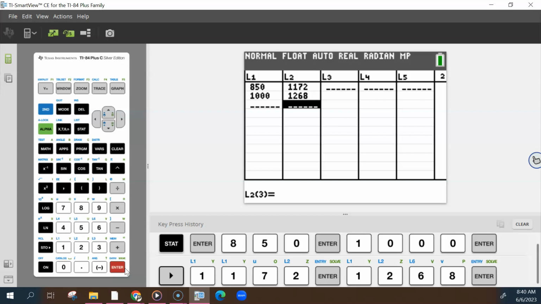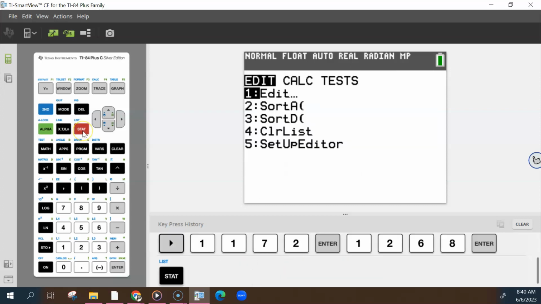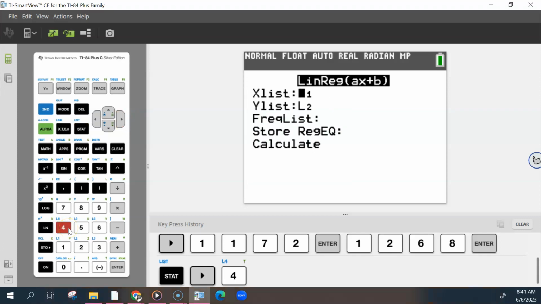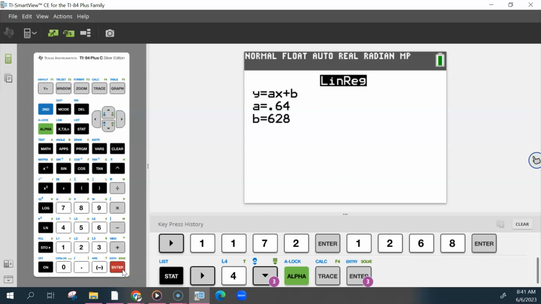And then once you have that data in there, go back into STAT, scroll over to CALC, to the right, and you're looking for linear regression number 4. Because this question is asking about a specific square footage, you can store this or not, it's up to you. So go down to store and hit Alpha Trace. And then either down to Calculate, hit Enter, or Enter 3 times. I don't know if I actually hit Enter twice, maybe.